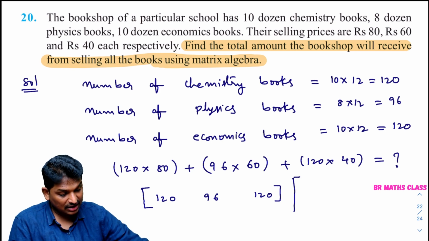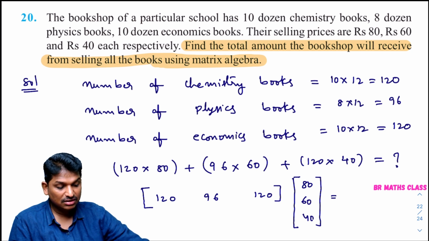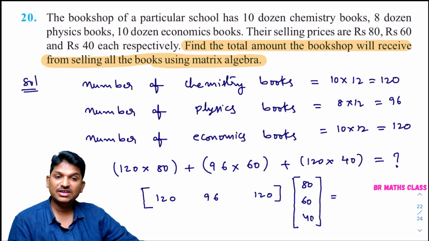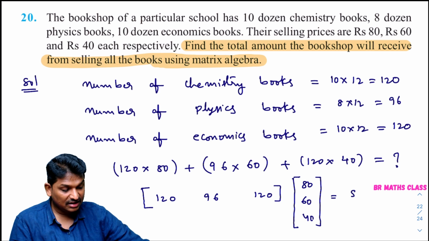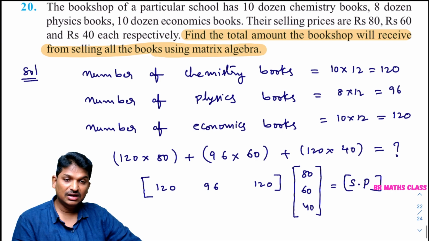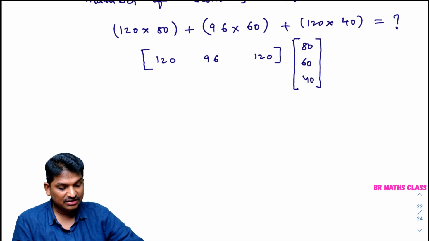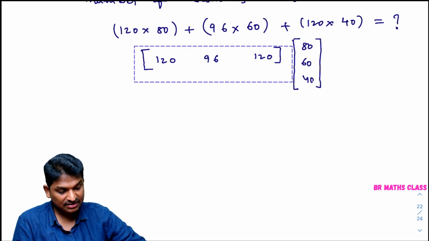And I'll write the price like this just to get the above equation, right? 80, next 60, next 40, equal to what? This is the selling price. I'll write the matrix selling price. Or else, selling price equal to, like that also you can write. Or else I just calculate this and write it as the selling price.